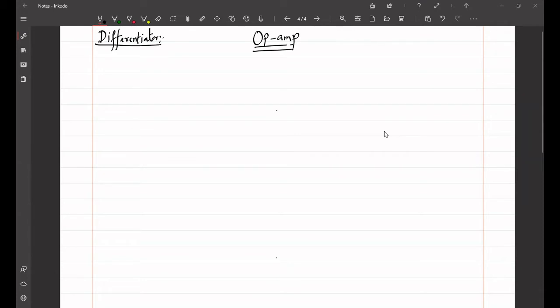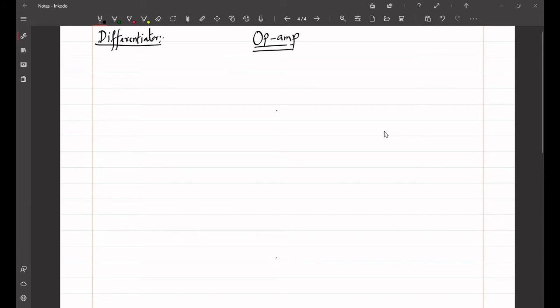So in this video, we are going to discuss one of the major applications of op-amp as a differentiator. Op-amp is normally used for different mathematical operations like addition, subtraction, integration, differentiation, log, anti-log calculations, and signal conversion. So a lot of applications are there. In line with this, we are going to discuss the operational amplifier as a differentiator.